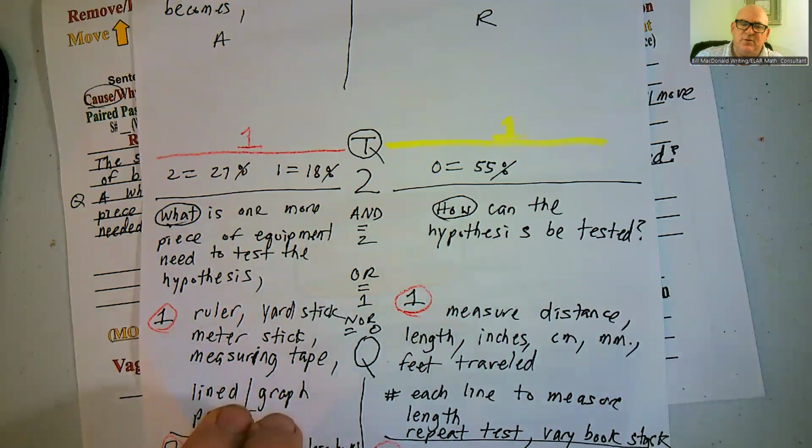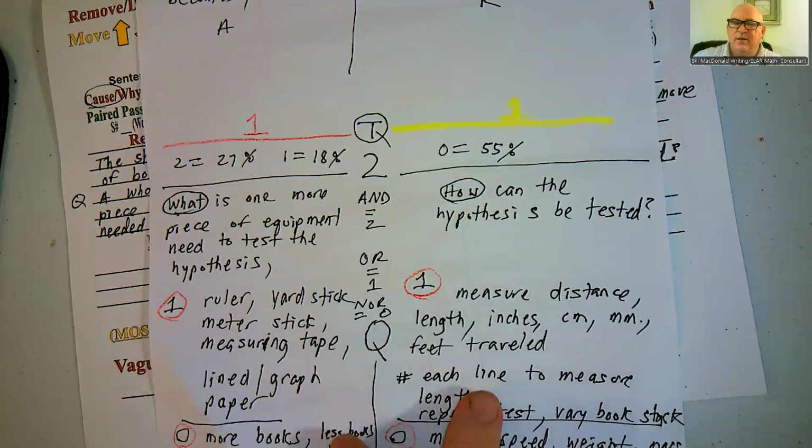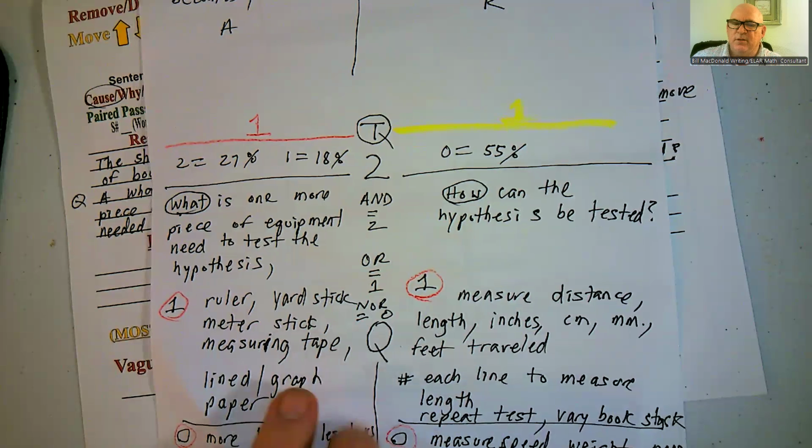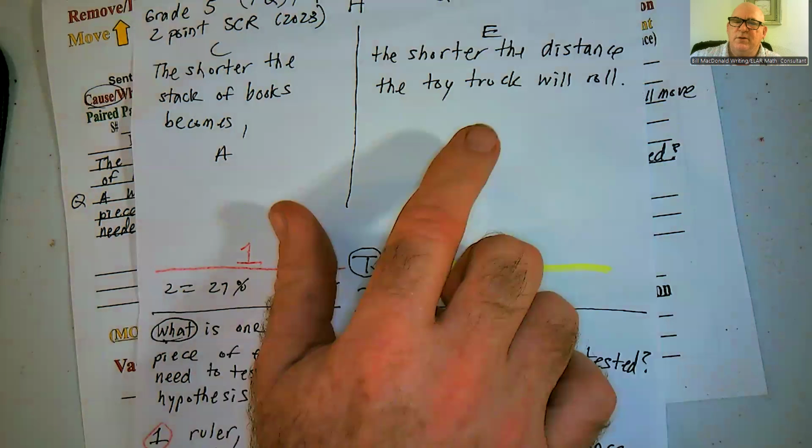And I saw some students in the school that I was checking, they talked about using line paper or graph paper. Now, that on its own is not going to help me measure. But when the student added the details to say, number each line on the line paper or the graph paper, because you want to be able to measure the length, all of a sudden that made sense. But the line paper or the graph paper on its own is not going to help me measure distance.